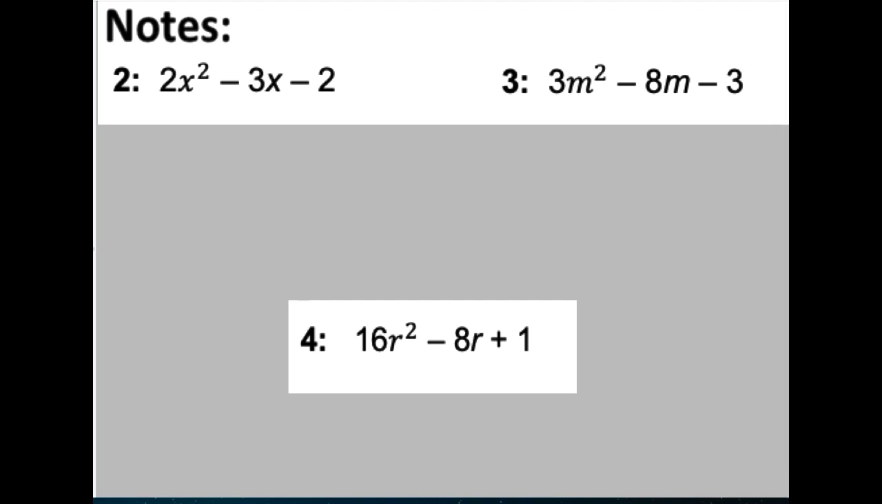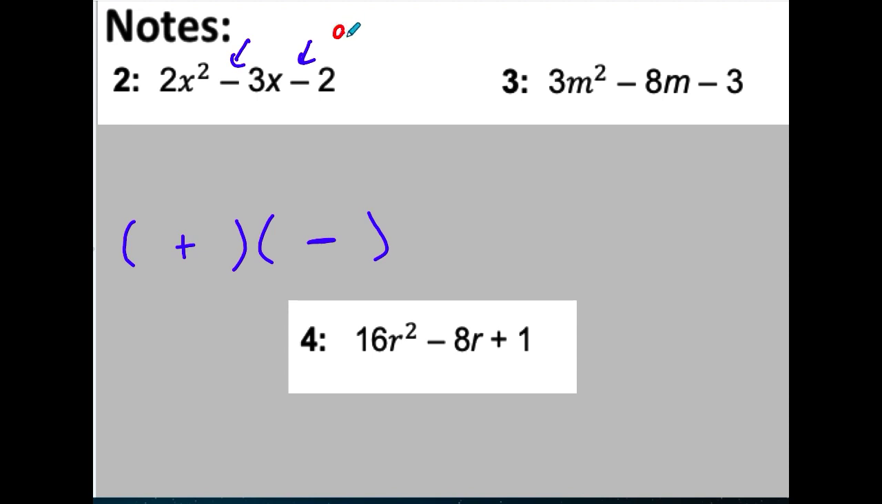All right, so 2x squared minus 3x minus 2. First things first, is there anything I could factor out of all three terms? In this case, no. So I got to go ahead and try to factor it out using my new method. So I have a minus, minus. That means I'm going to have opposite signs, a plus and a minus.